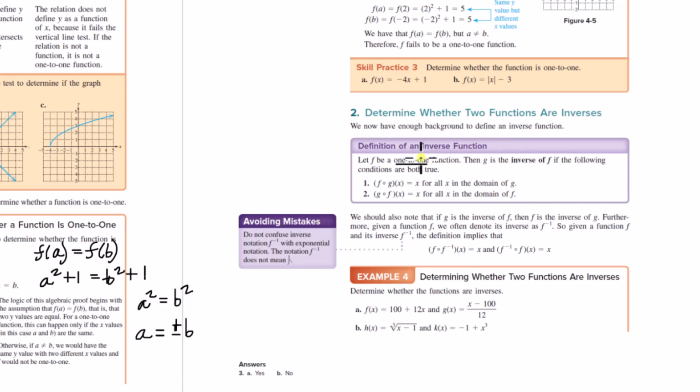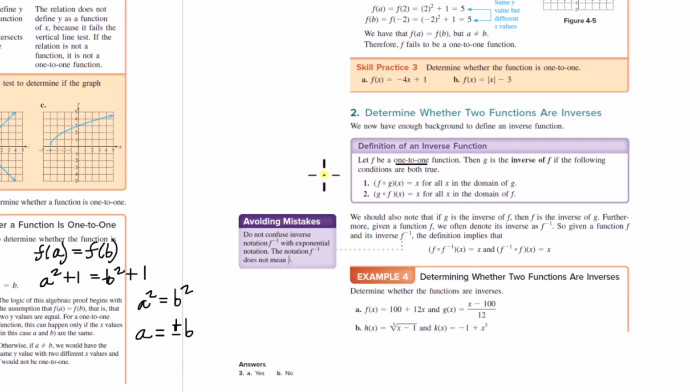What they're saying here is if f is one-to-one, then it has an inverse function. If f is not one-to-one, it doesn't have an inverse function. And there's another function g, which could be any function, but g is the inverse of f based on the following conditions: f of g of x is equal to x, and g of f of x is equal to x, for all x in the domain of g, and for all x in the domain of f.